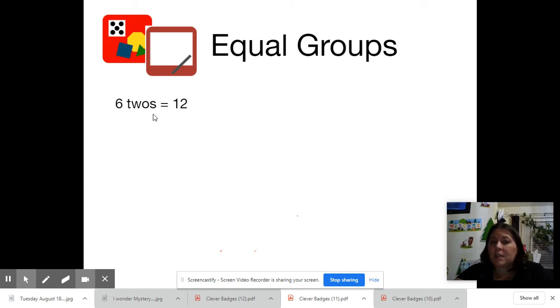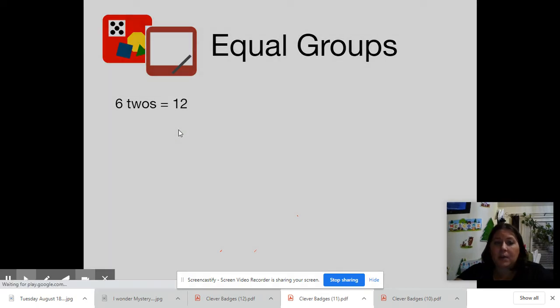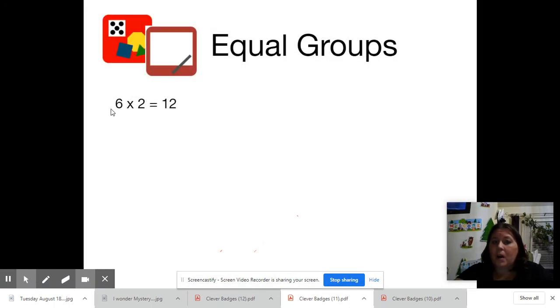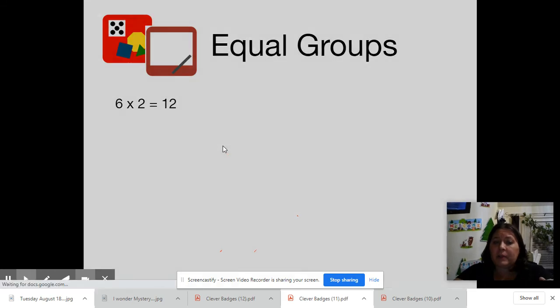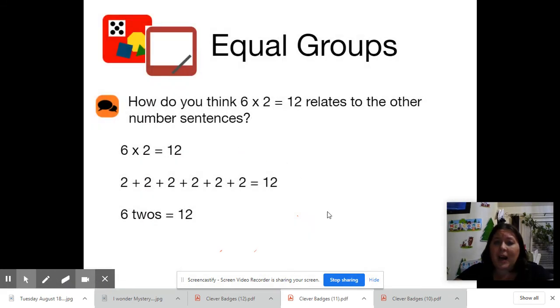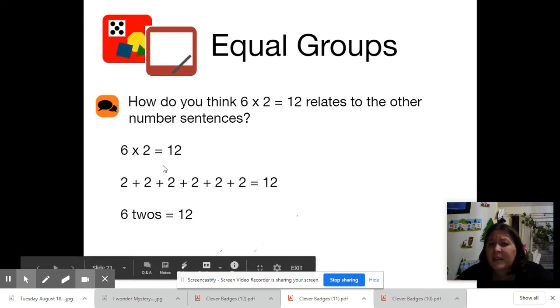And if you're saying unit, you're going to write this out in words. So 6 groups of 2's equals 12. So we have 6 2's equal 12. Or we could make a multiplication, which is so much faster, because 6 times 2 equals 12. Or you could think 6 plus 6 equals 12, because it's just like having 2 6's also. So how do you think 6 times 2 equals 12 relates to all of these other number sentences? What do you think?